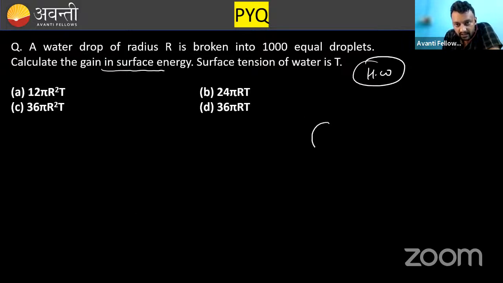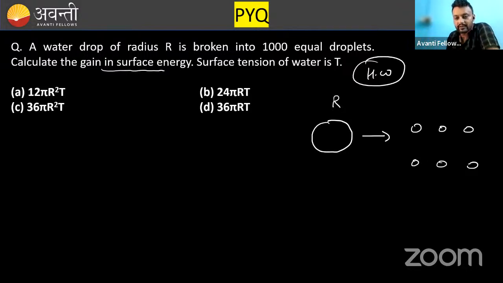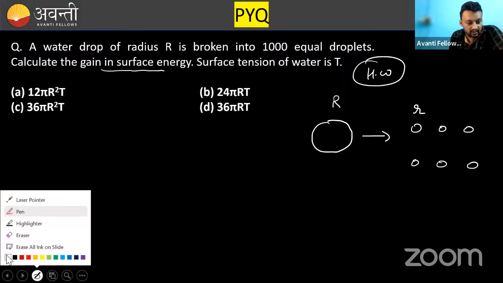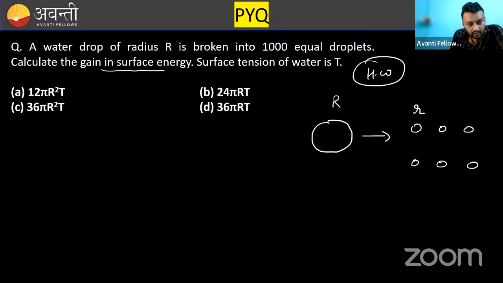Question says there is one large drop of radius R. It is broken into 1,000 equal droplets. Let's suppose these are 1,000. I can't draw 1,000, so I am drawing only 6 droplets. Let's suppose the radius of each droplet is small r. Clear? So they are asking for the change in energy, which is equal to surface tension into change in area.